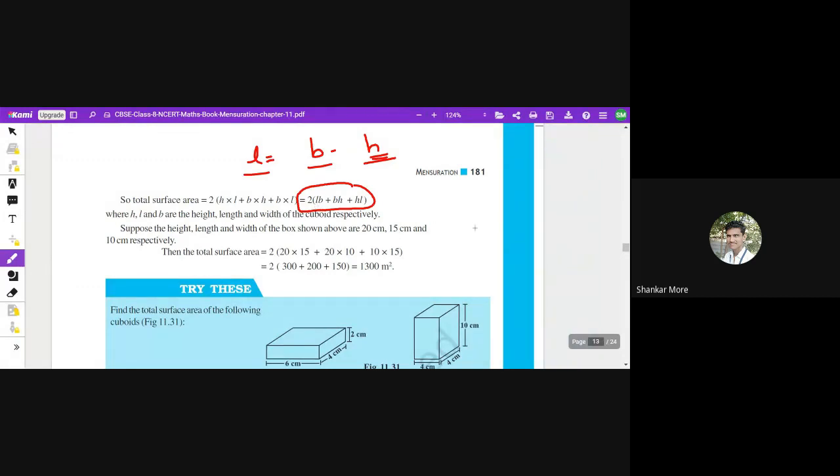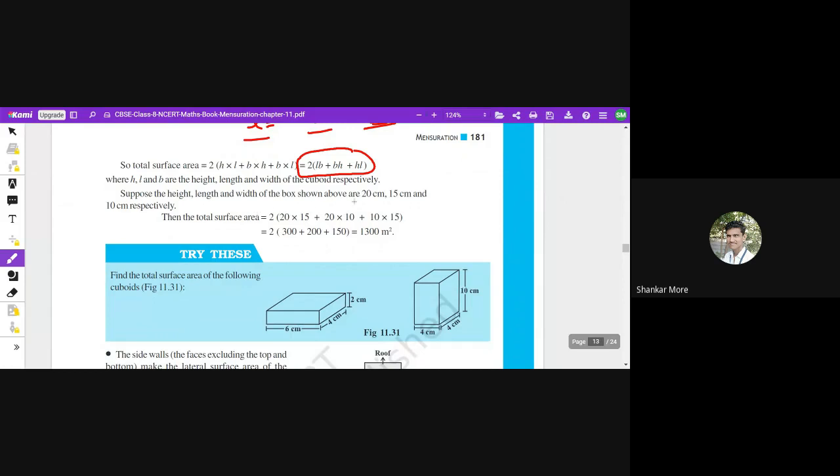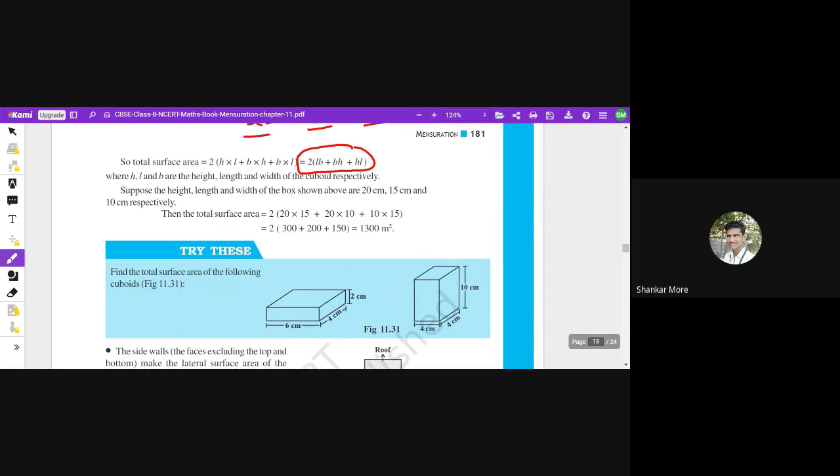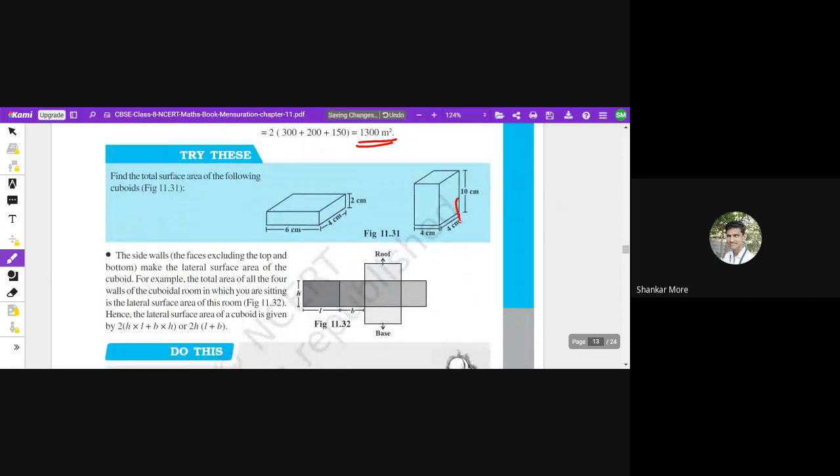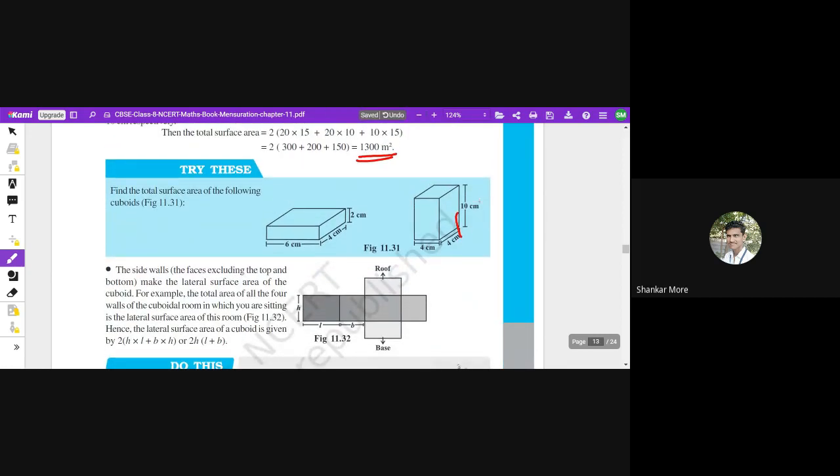final answer, isn't it? So let us suppose we have a cuboid which has dimensions 20 centimeter, 15 centimeter, and 10 centimeter. So these are the height, length, and width respectively. So what we have to do is just put these values in the formula, calculate it, and we get the answer. So that is 1300 meter square. 1300 meter square is the surface area of that cuboid. Now, just calculate the surface area of this cuboid. Calculate the second one. Find out the surface area of the second figure given here.